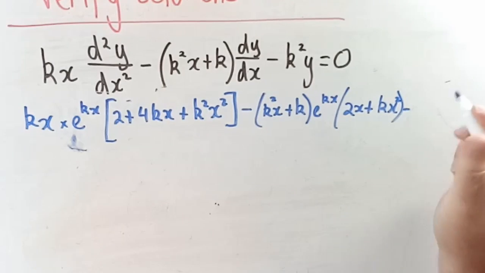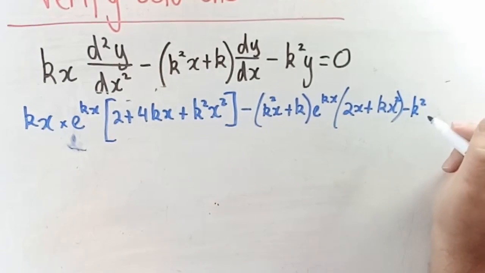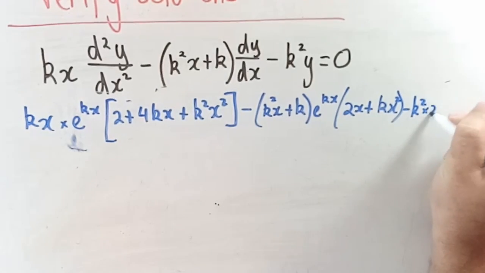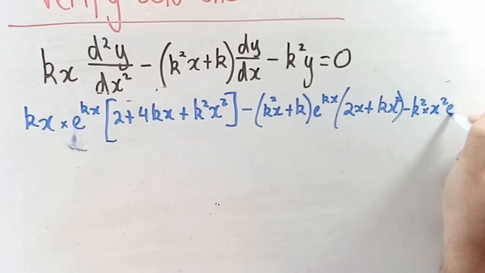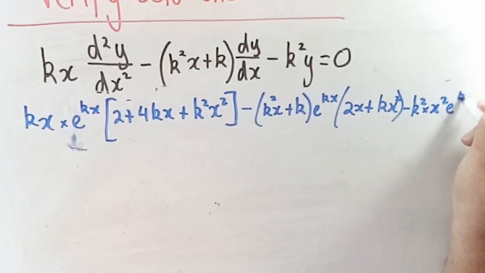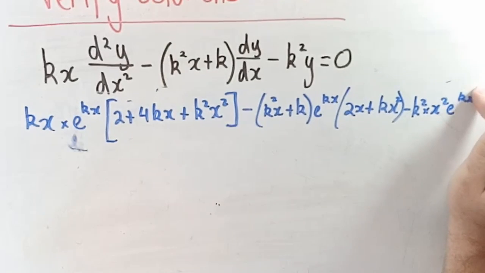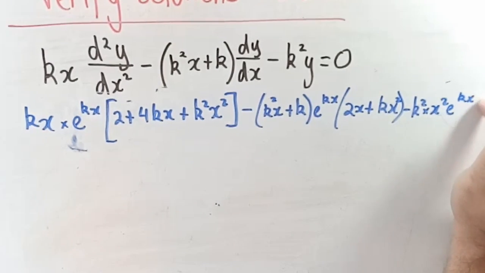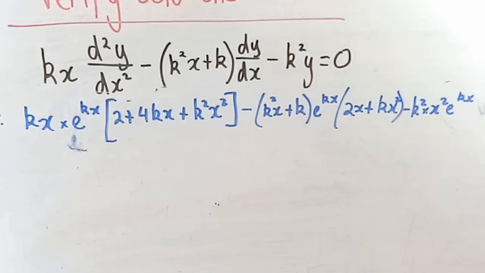Minus k squared times x squared, because y is x squared e to the kx. Whoops, there we go. Done. Now that's the left-hand side of the equation. Let's expand it out and see what we get.